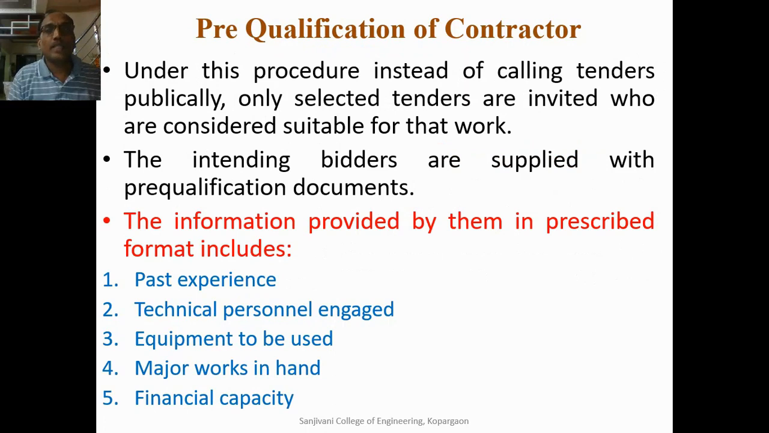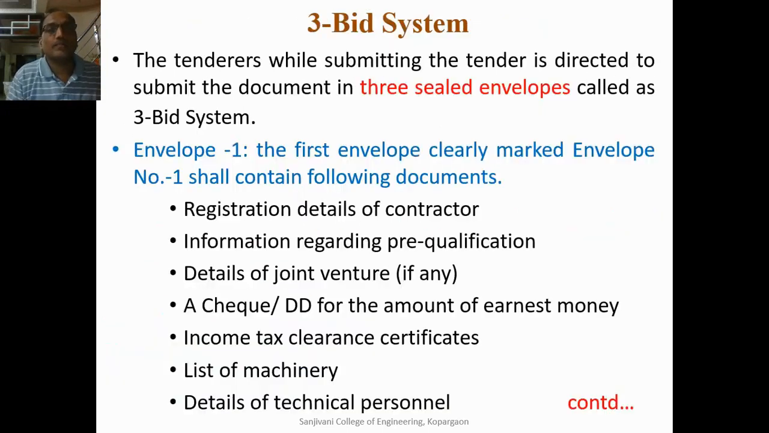Now coming to pre-qualification of contractor. Under this procedure, instead of calling tenders publicly, only selected tenderers who are considered suitable for that work are invited. The intending bidders are supplied with the pre-qualification documents. The contents of these documents are: first, past experience of handling similar types of work; technical personnel engaged with the contractor; whether equipment to be used for the particular project is available or not; major works in hand till date; and then the financial capacity of the particular contractor to execute the work.